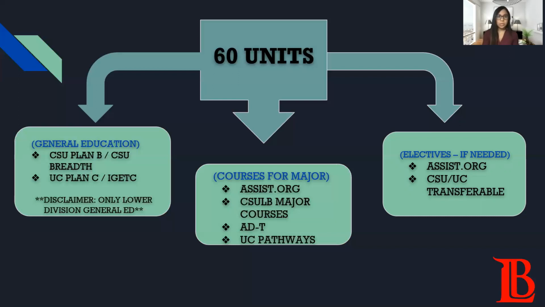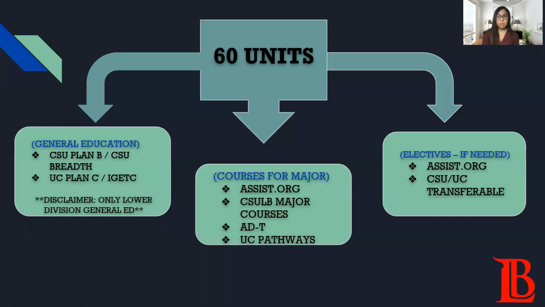So now you're wondering, where do I get the other units from? Well, let's look at the second box that we have here on the screen. We can see here that it says courses per major. Once you declare the major that you would want to transfer to, let's say for example, psychology, you would log on to the website assist.org. And on that website, it tells you the classes that you need to take in order for you to transfer to that university with that degree.